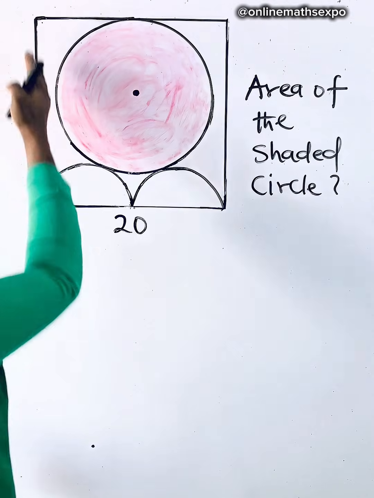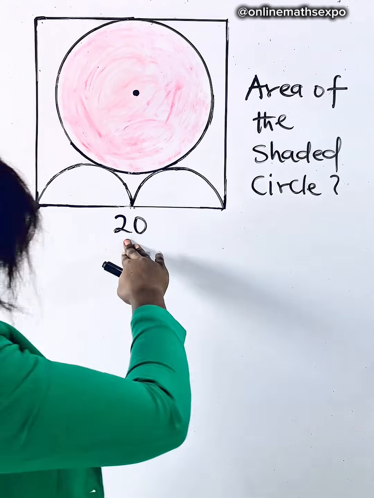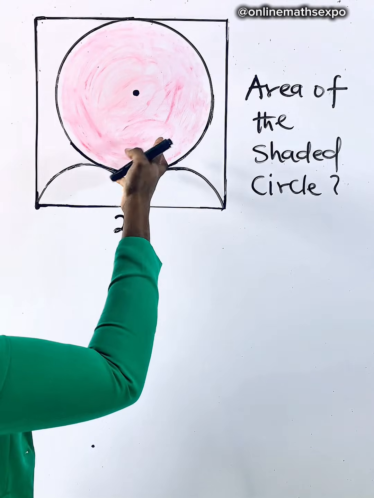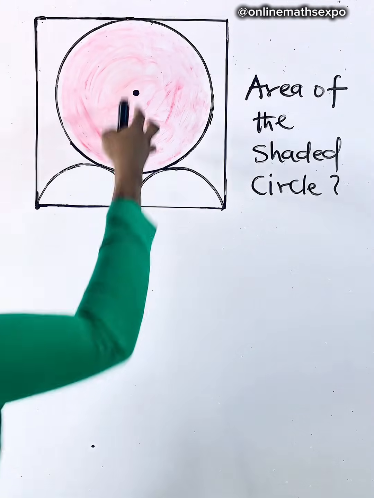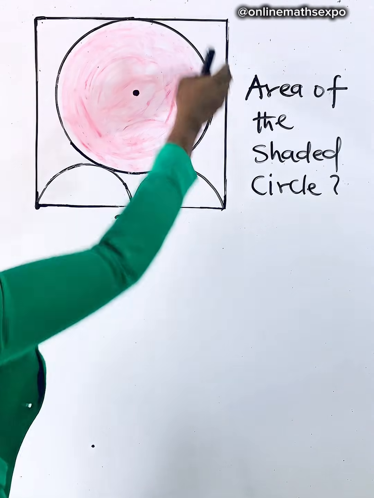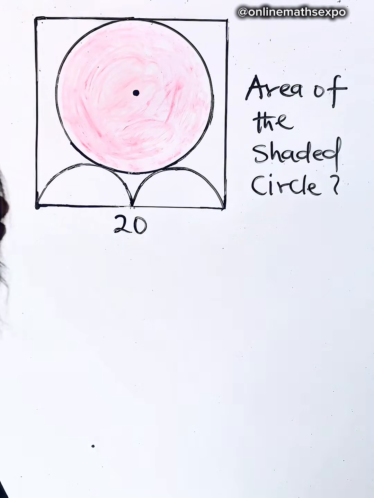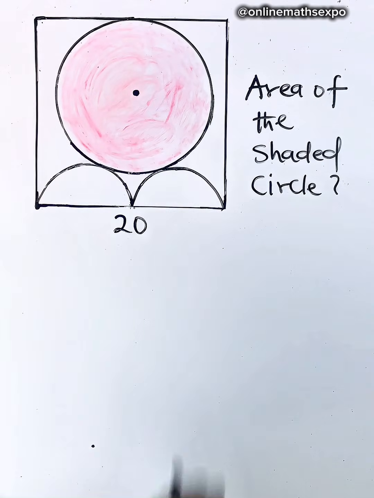We are given a square. This is a square, and the length of this square measures 20 units. And inscribed are two identical half circles and a full circle. These touch each other and are also touching the sides of the square. And the question is asking us to find the area of this shaded circle.